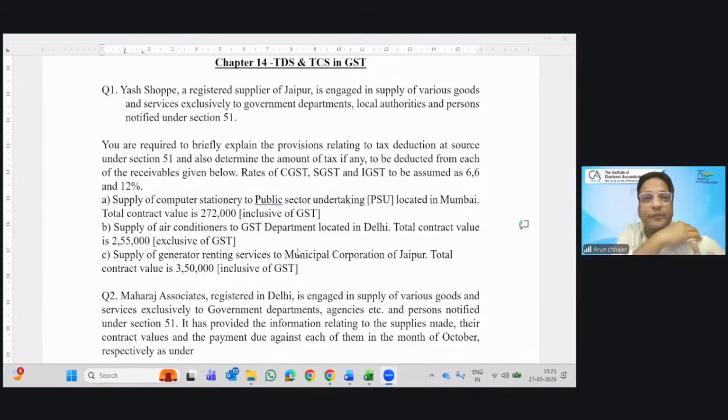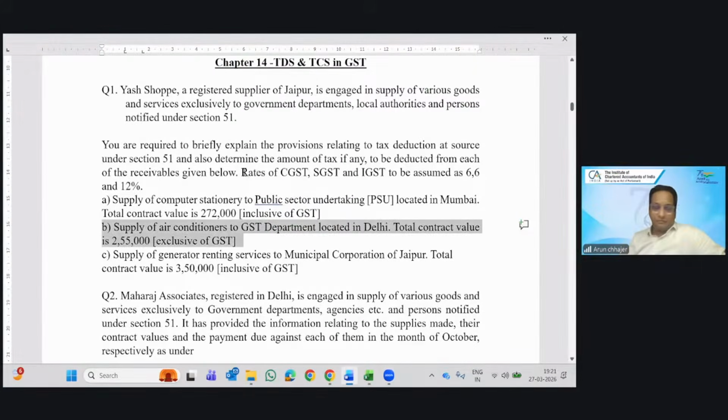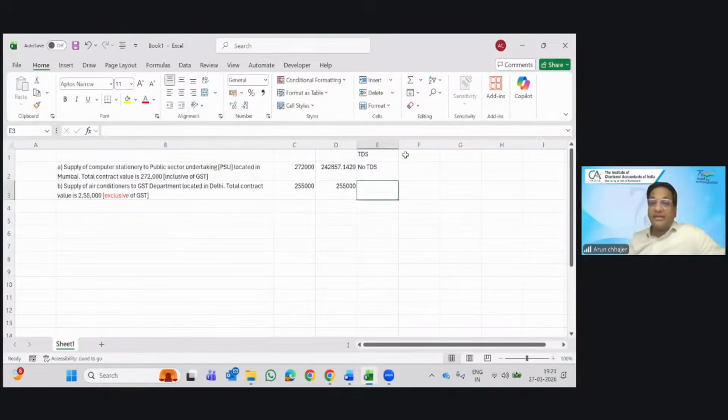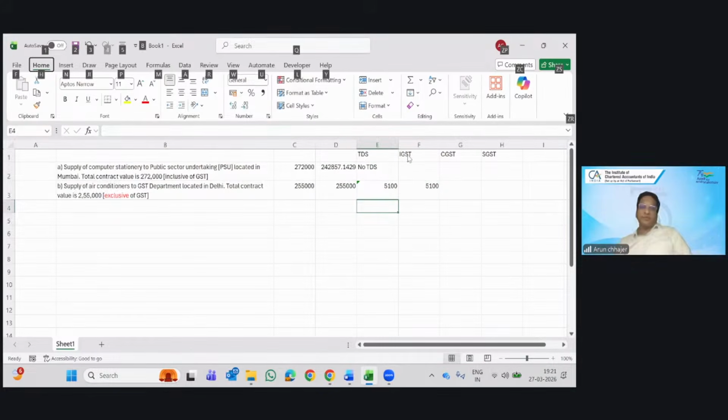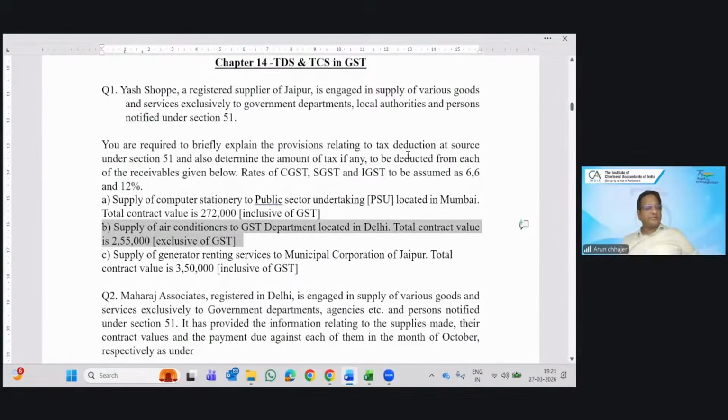Question is in front of you. Because they have asked to determine the amount of the tax deducted from each of the receivable, rate is given. So we need to show separately whether it is IGST, CGST and SGST. So will the TDS be applicable? Answer is yes, applicable. And ये amount कहाँ पे होगा? IGST होगा. It will be under IGST, right? एक बार देख लो and just confirm, is it correct or not correct?